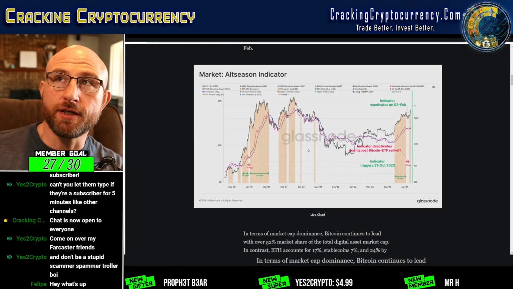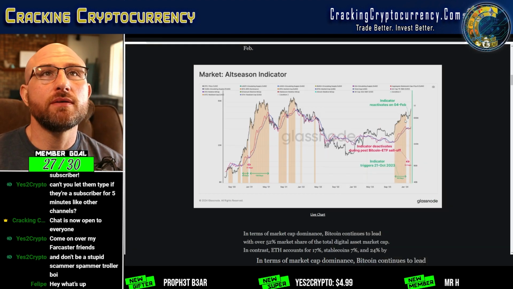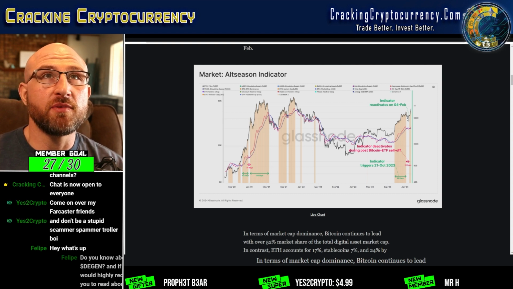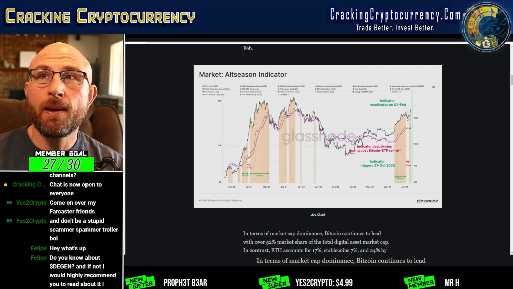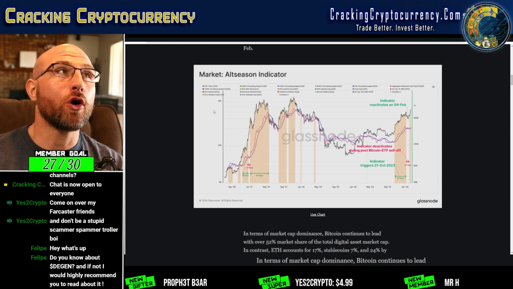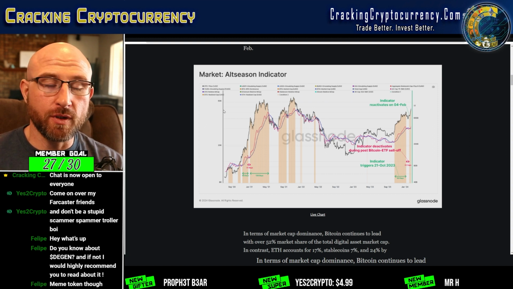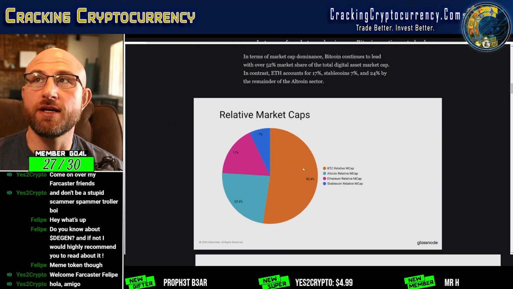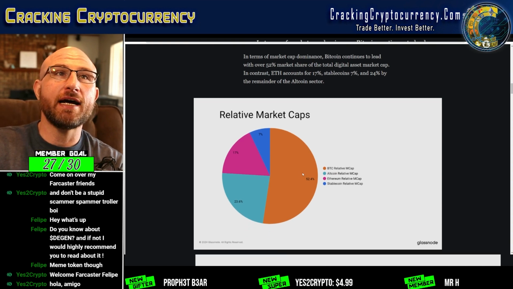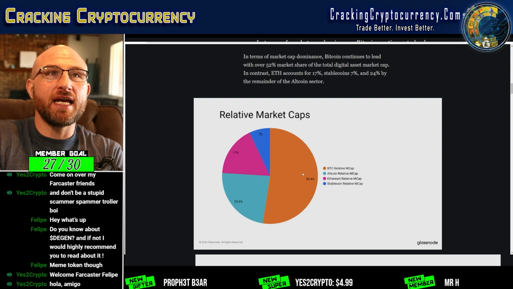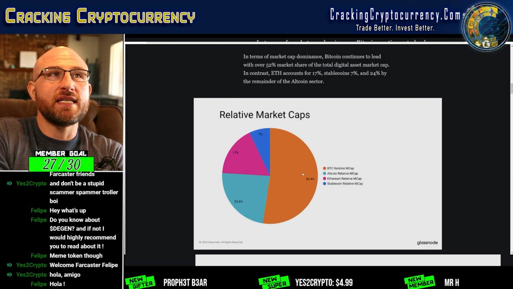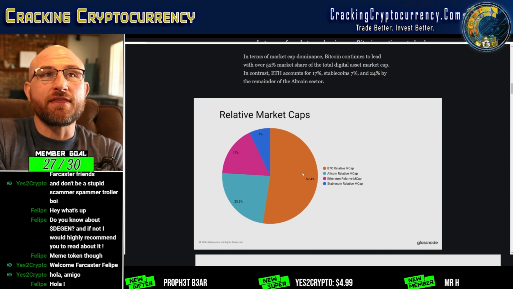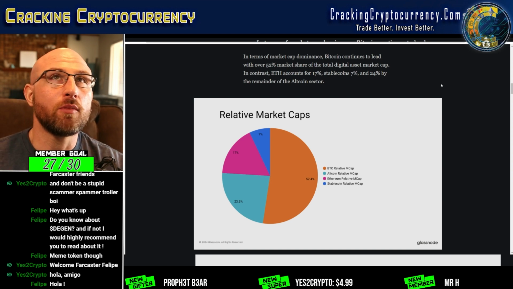Okay, so getting back into our article here. We do know that Glassnode's alt season indicator has been firing, and that they are looking at significantly more metrics than we are with just our simple altcoin cap token. Now, in terms of market cap dominance, Bitcoin does continue to lead. Here is a pie chart of market cap dominance right now. Bitcoin leads at 52.4%. Altcoins' relative market capitalization is sitting around 23.6%, Ethereum's at 17%, with stablecoins coming in at 7%.